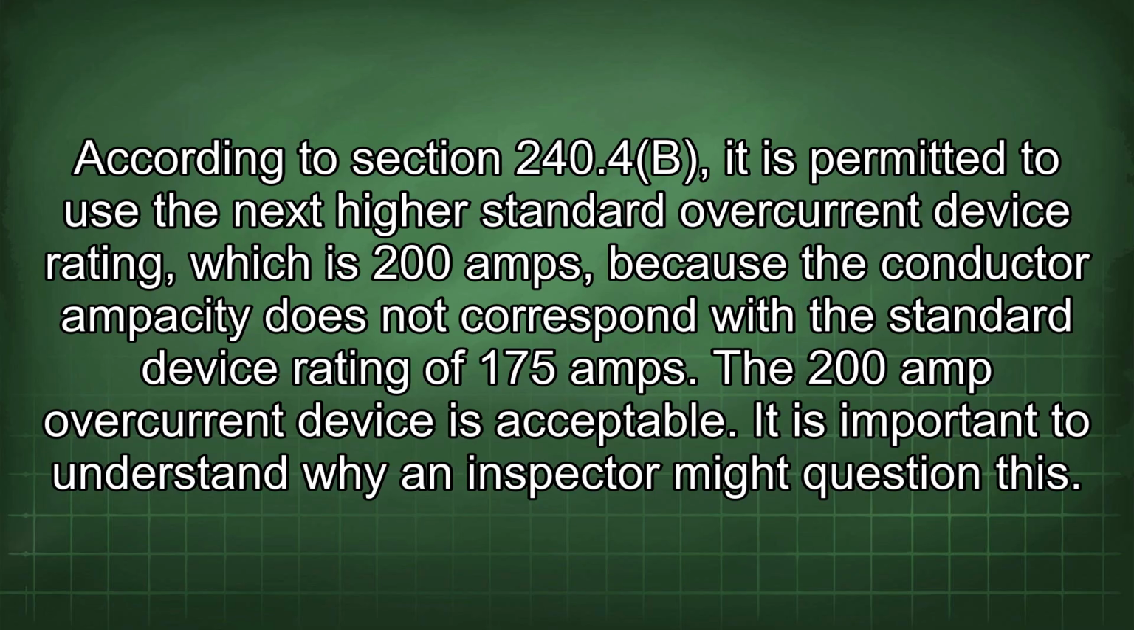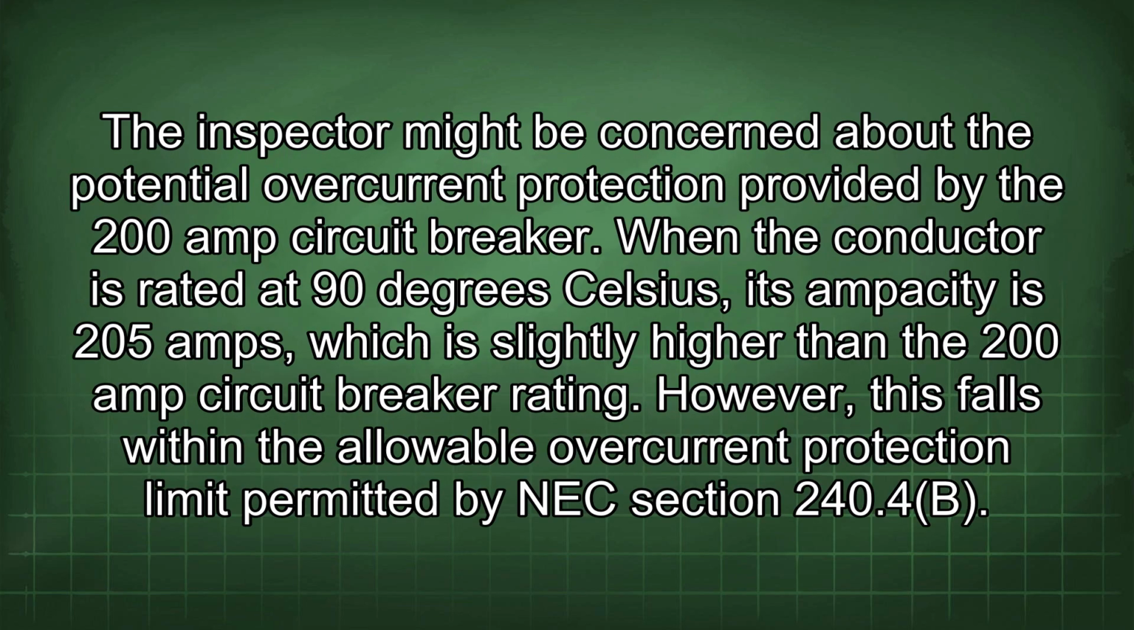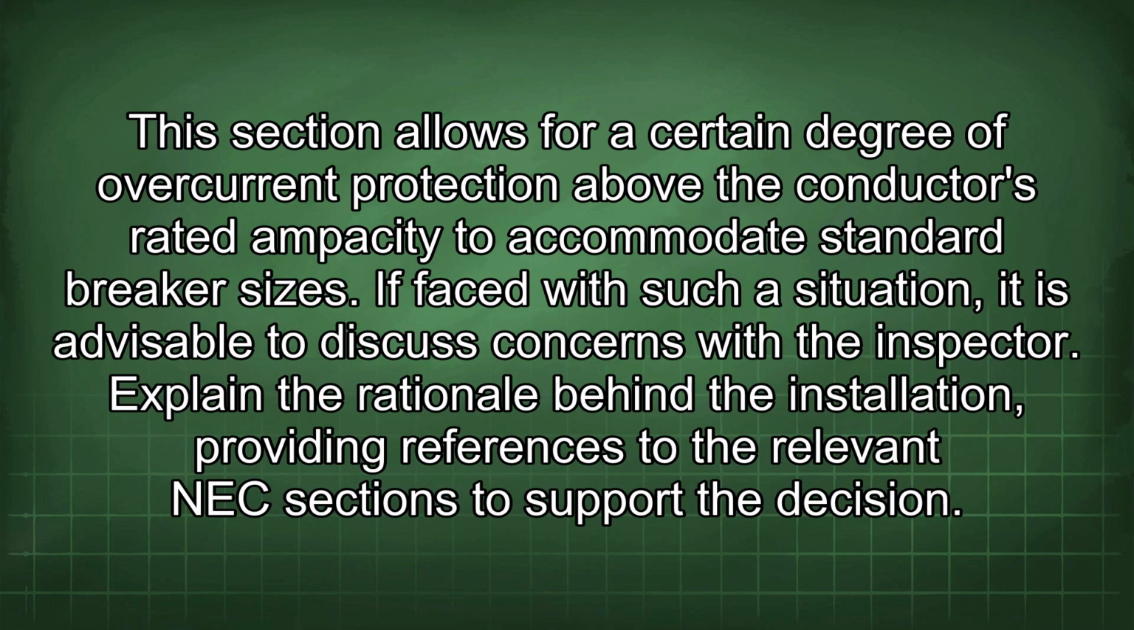It is important to understand why an inspector might question this. The inspector might be concerned about the potential overcurrent protection provided by the 200 amp circuit breaker. When the conductor is rated at 90 degrees Celsius, its ampacity is 205 amps, which is slightly higher than the 200 amp circuit breaker rating. However, this falls within the allowable overcurrent protection limit permitted by NEC section 240.4(B). This section allows for a certain degree of overcurrent protection above the conductor's rated ampacity to accommodate standard breaker sizes.